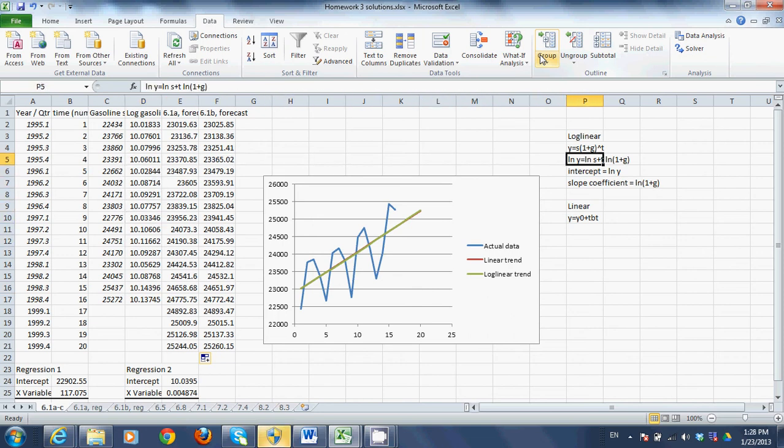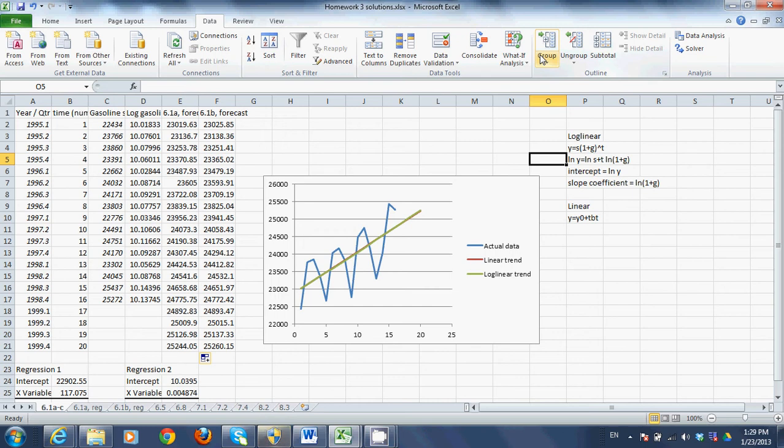The natural logarithm of y is then equal to the natural logarithm of the starting place plus t times ln of 1 plus g. You notice that the multiplication turned into addition, and the t, which was an exponent, now turned into a coefficient. So it's kind of bringing everything down a level. Multiplication turns into addition, exponents turn into coefficients.